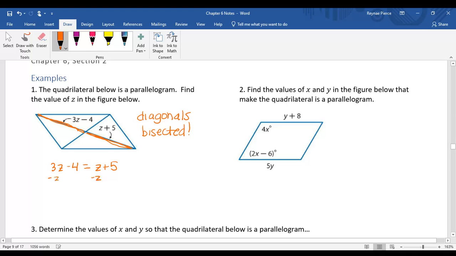Subtract z and add 4 to both sides. I get 2z equal to 9, which means that my z value is 4.5.